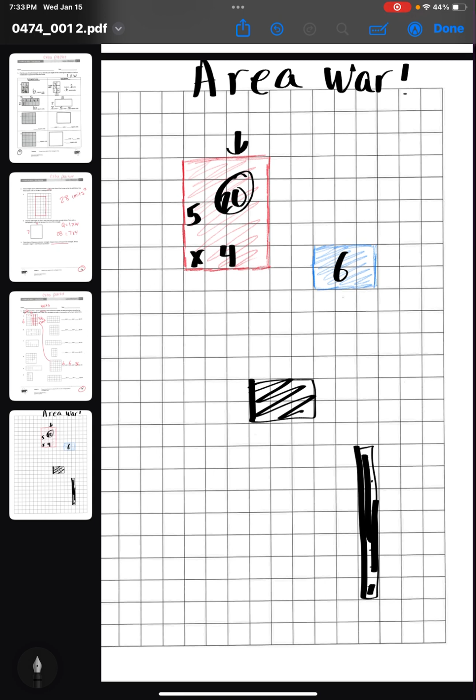And that's just a really simple, quick game for area that you can play with your child. It's a great way to practice area. It's also a great way to practice multiplication facts. So that's it for Area War.